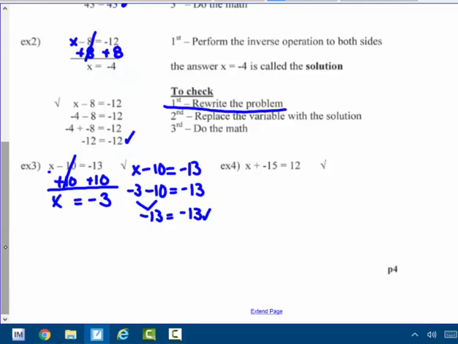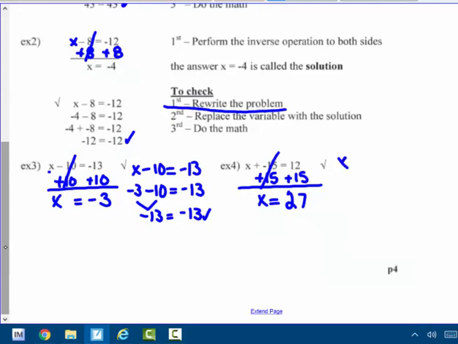X plus negative 15. That's negative 15. Whoops. So I'm going to add 15, or positive 15. The opposite of negative 15 is positive 15. They cancel. And I get x equals 12 plus 15. 2 plus 5 is 7. 1 plus 1 is 2. 27. I'm going to check.